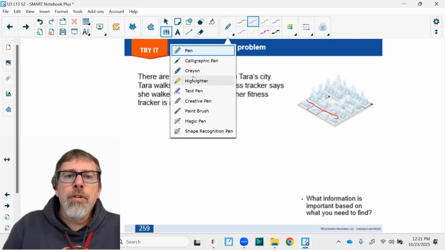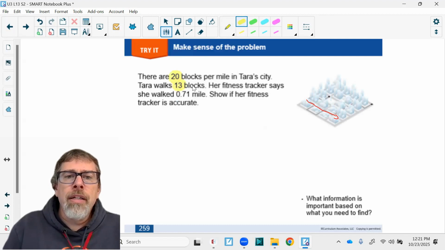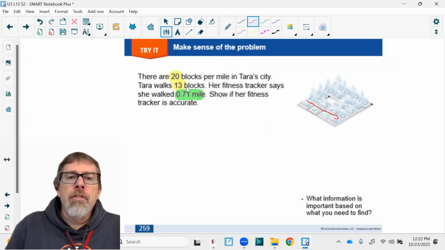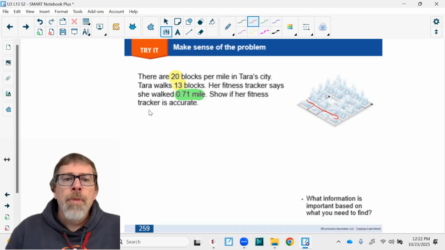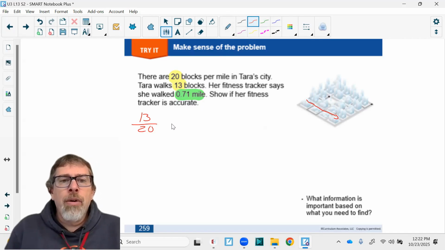So here's what we're going to do. We want to focus on the givens. And so there it is. The tracker's in green, and what she actually did is yellow. So we want to compare the two. So I take 13 out of 20 because it wasn't an entire mile, it was less than. And I want to find out what that equals.